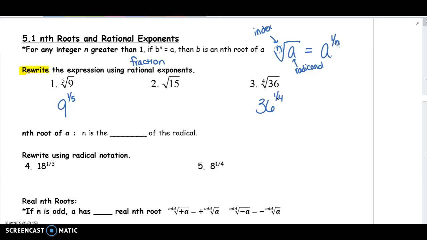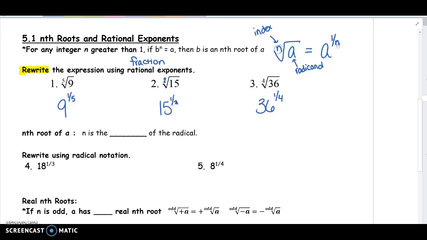There's no index. Now, I don't want you to forget everything that you've learned up until now. What is this radical symbol? What does that radical symbol mean? Like before, you knew it as a radical, it was a square root. So this is the square root of 15. That means the index is 2. If you don't see an index, that means it is a square root with an index of 2. So this is 15 raised to the 1/2.